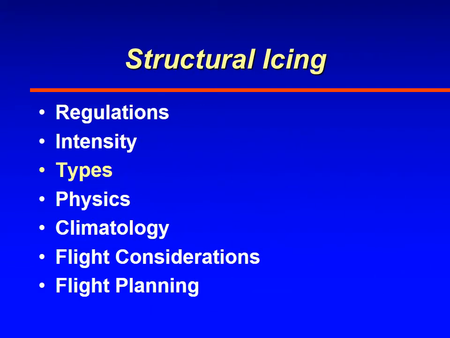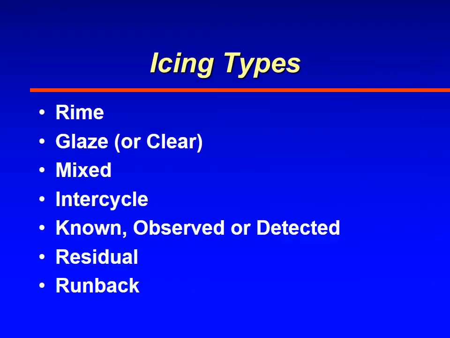Next, we'll talk about the different types of ice. There are several types of ice. You're probably familiar with rime, clear, and mixed. Clear has transitioned over to glaze. That's the ICAO standard. But there are other different ways of describing ice, such as intercycle, known, residual, and runback. And we'll talk about each one of these.